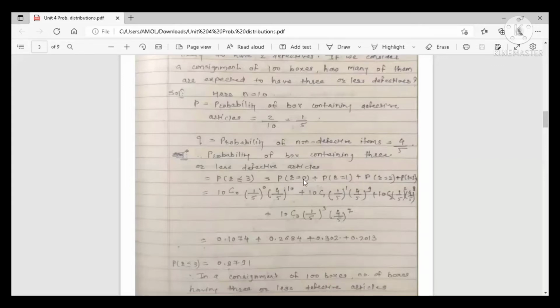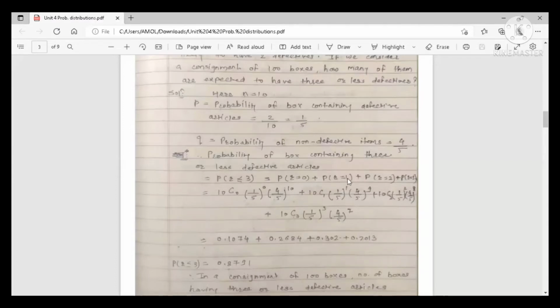Now P of R is equal to 0. Here we are going to use binomial distribution because the value of N is small, N is equal to 10, and there are only two outcomes, defective or non-defective articles. The formula is NCR P raised to R into Q raised to N minus R. So it is 10 C 0 into 1 by 5 raised to 0 into 4 by 5 raised to the power 10 minus 0, which is 10. This is the probability when R is equal to 0.